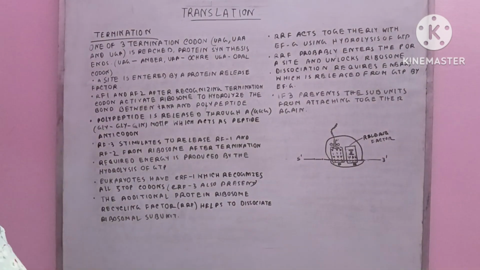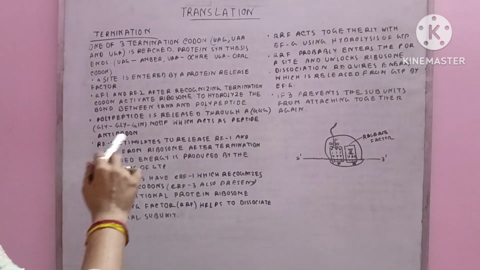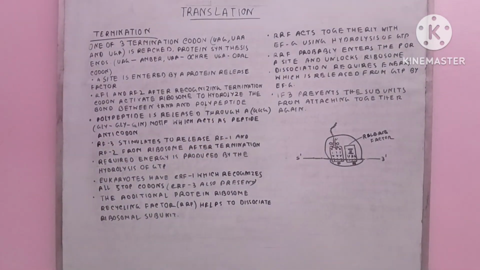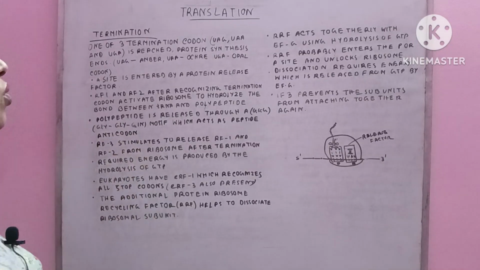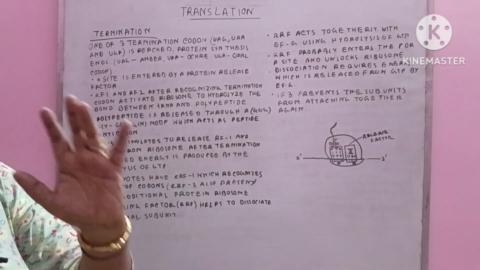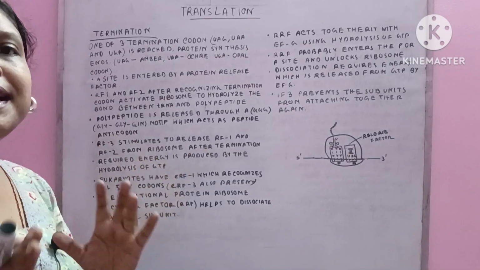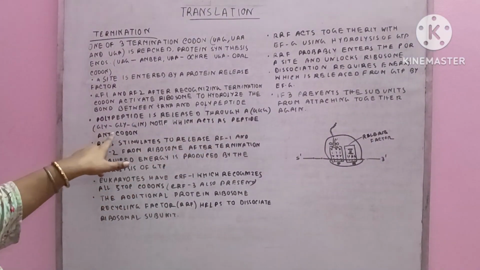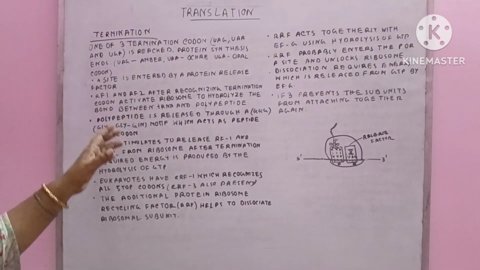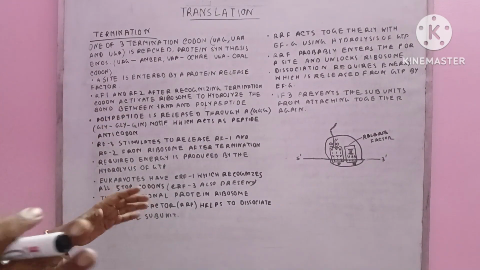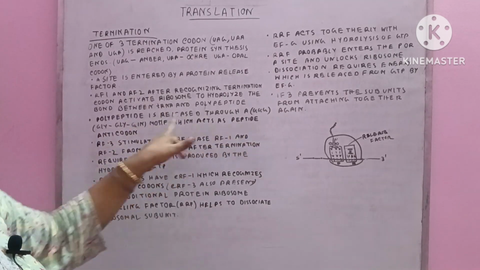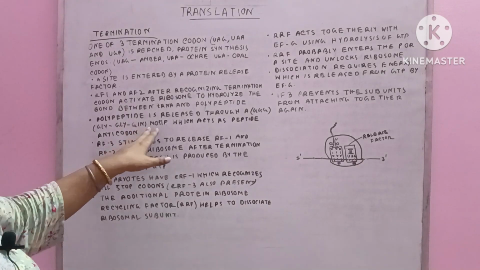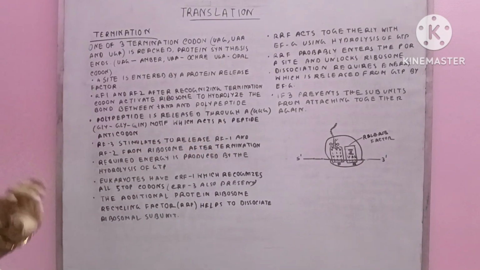The third point is that the polypeptide is released through the glycine, that means the GGG motif, which acts as the peptide anticodon. Learn it that the polypeptide is released as the peptide anticodon due to the attachment of the stop codon. Here this motif actually acts as the peptide anticodon.